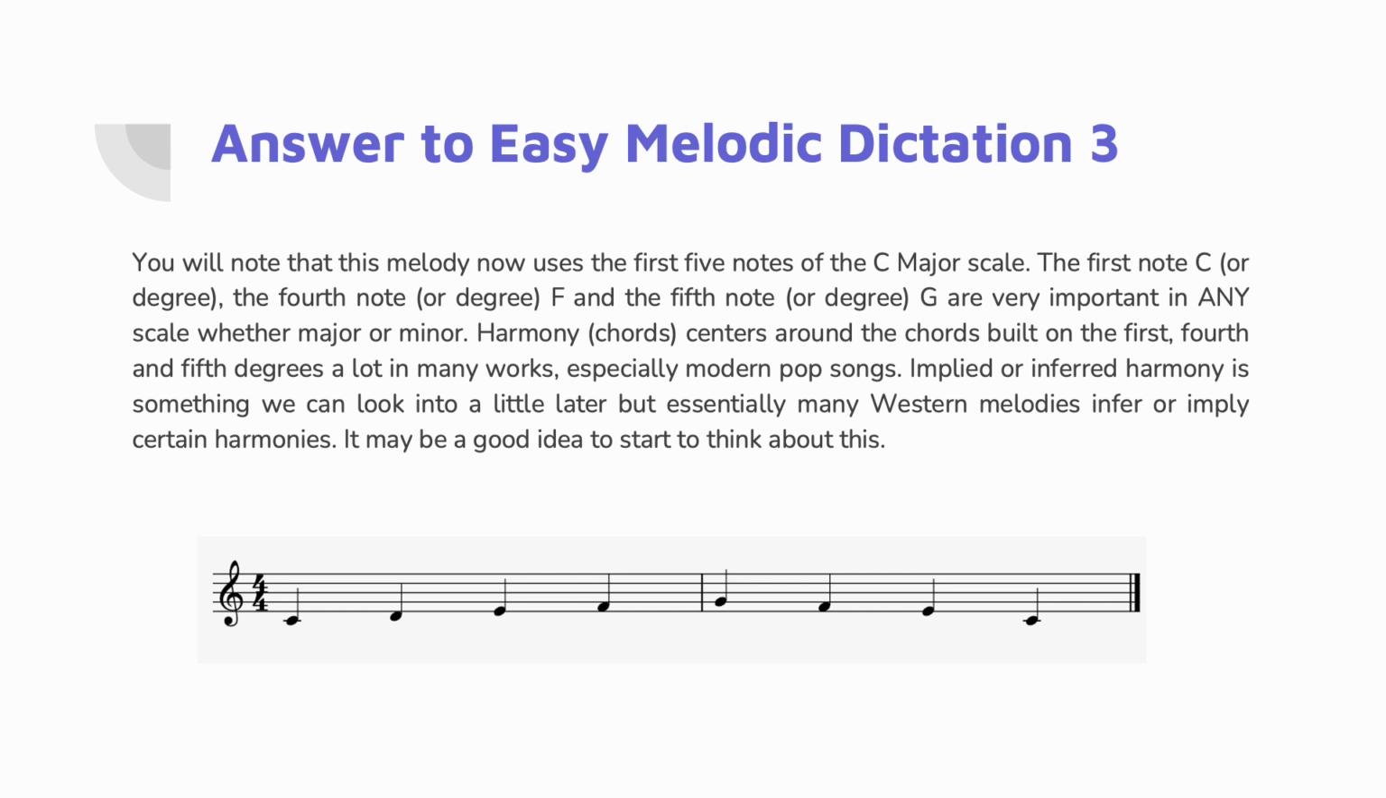Harmony, which relates in general to chords, centres around the chords built on the first, fourth and fifth degrees a lot in many works, especially in modern pop songs. Implied or inferred harmony is something we can look into a little later, but essentially many Western melodies infer or imply certain harmonies. It may be a good idea to start to think about this.